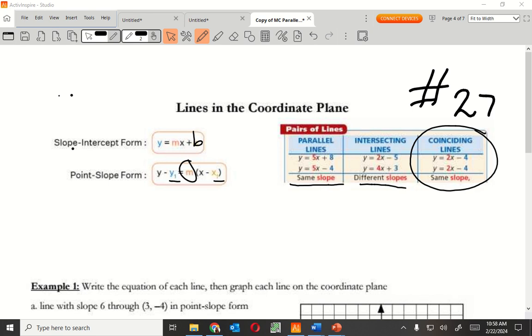That's what coinciding means. So in this case, I have y equals 2x minus 4, and then it's y equals 2x minus 4. So they not only have the same slope, but they also have the same intercept, or the same b, or the same constant on this one right here. That's what that means. Yes? No? Maybe? Okay? Are we good? All right.